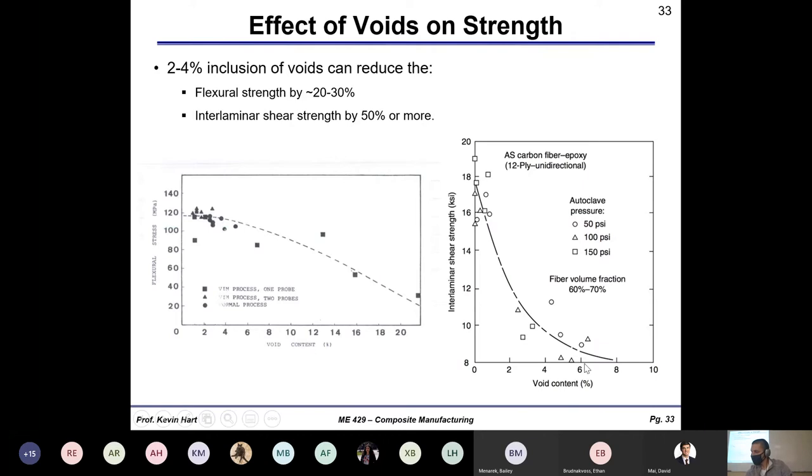Okay. Similar looking graph here with interlaminar shear strength as the metric instead of tensile strength or flexural strength. So again, this is even more severe. If you have void contents of 4, 5, 6%, you're going from interlaminar shear of 16 to 18 down to 8. So you've basically cut your interlaminar shear strength in half by including 5% voids. So moral of the story, voids, not good. You should avoid them. Okay.